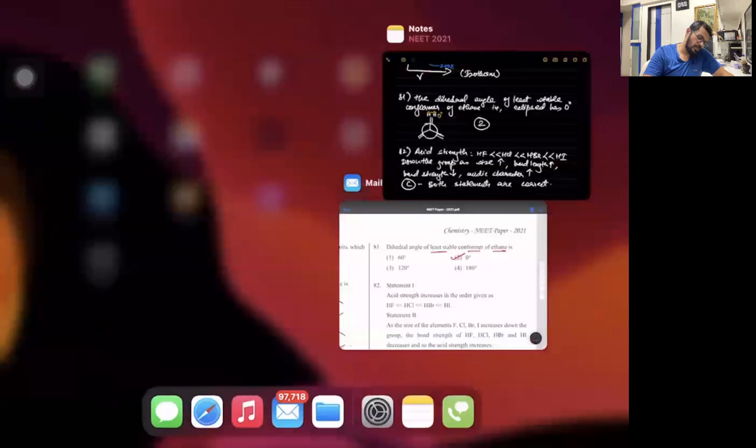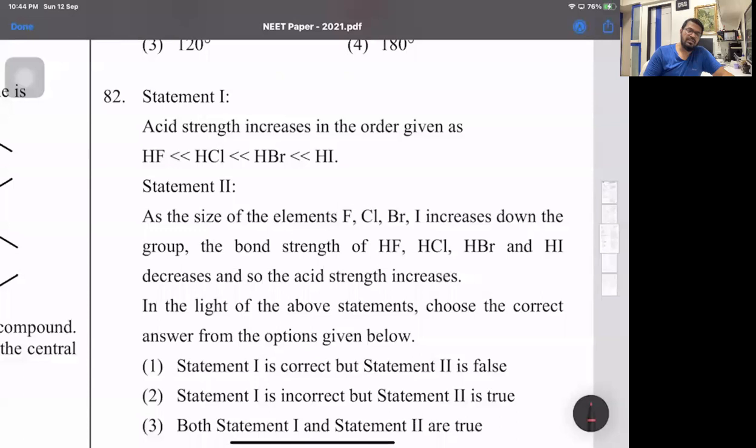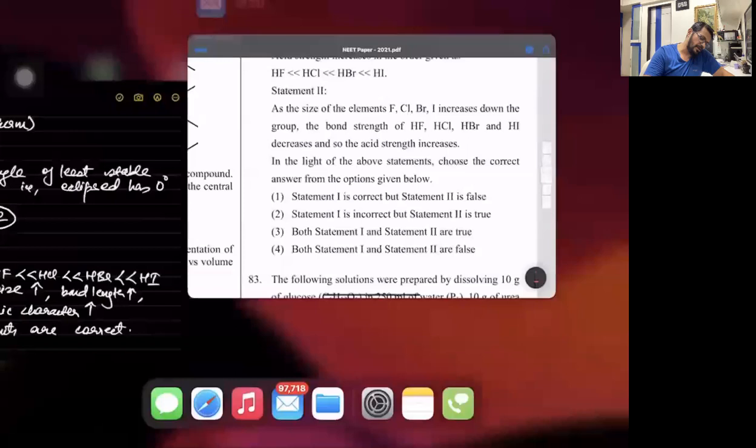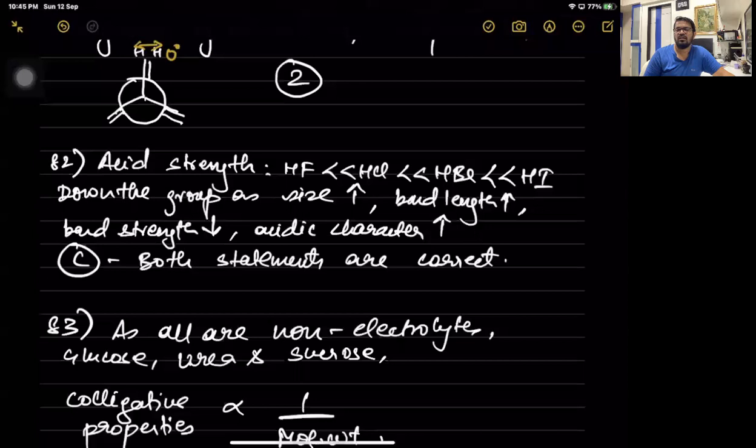82, the acid strength order is given. It says as the size of the elements increases down the group, bond strength decreases. Yes, because the size becomes bigger, acid strength increases. That's correct. In the light of this, choose the correct statement. In this category, very simple, both the statements are true. So the 82 answer has to be 3. Yes, both the statements are true over there. Acid strength is also correct. So this has to be 3. Both the statements are correct over here.